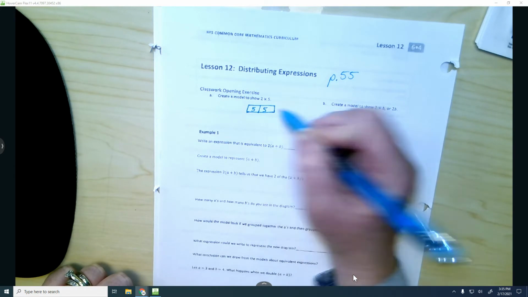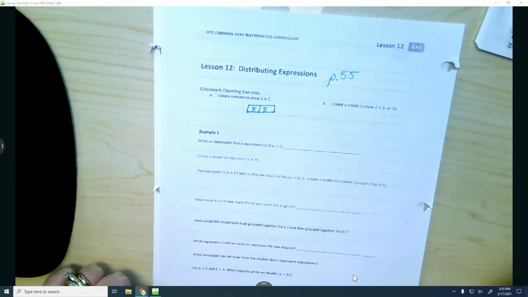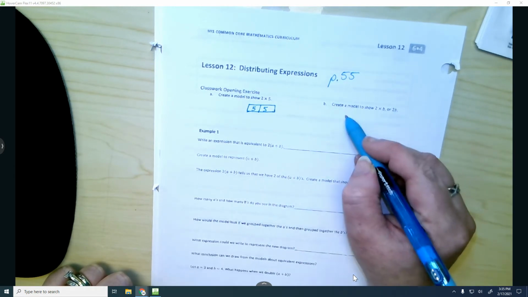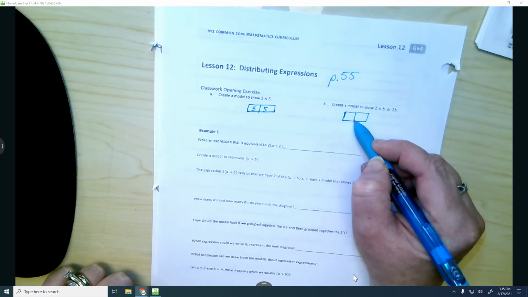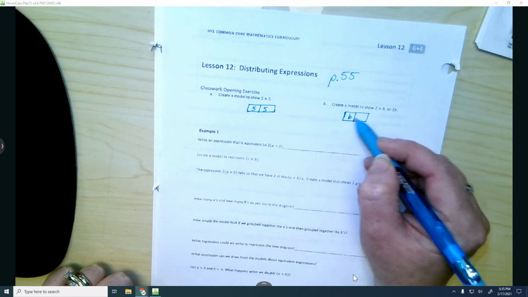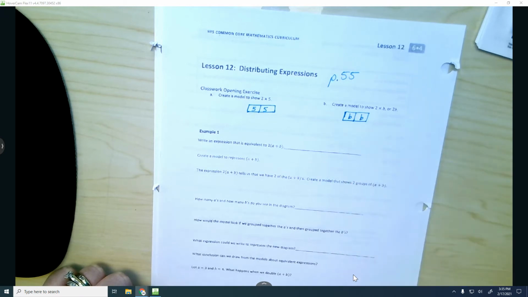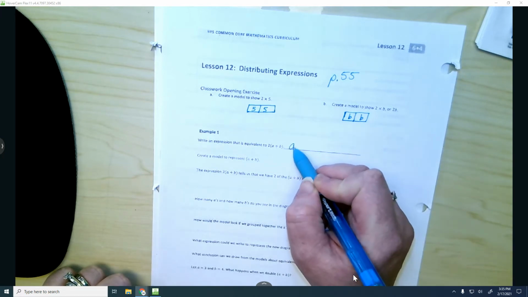There's 2 groups of 5. We're going to do the same thing, showing 2 groups of B, 2 times B. Two groups of B. Now we're going to write an expression that's equivalent to 2 groups of A plus B. So there are 2 ways you can think of it. 2 groups of A plus B.